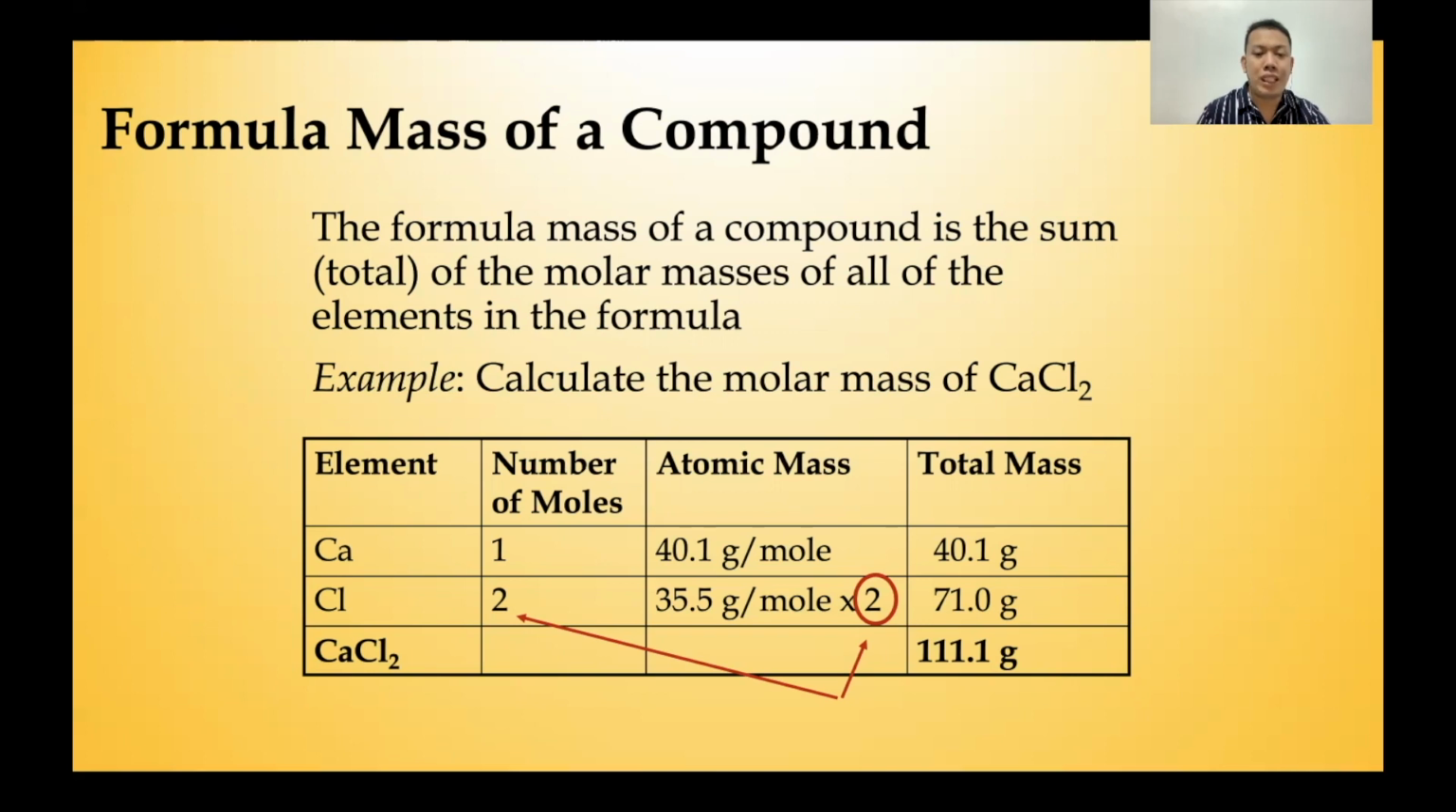For Cl, there are 2 moles. So 2 moles times 35.5 grams per mole. The mole units cancel out, so you get 71.0 because there are 2 moles for that. All in all, you have a total of 111.1 grams for the total mass of calcium chloride.